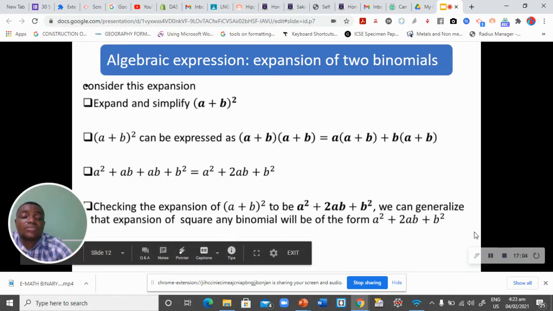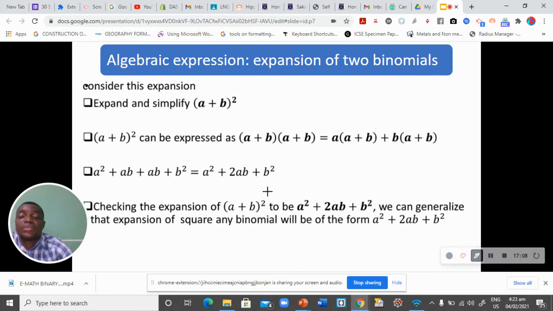Let's still make more examples here. So let's consider an expression again to expand. Expand and simplify (a + b) all squared. To expand this, (a + b) squared means (a + b) times (a + b).